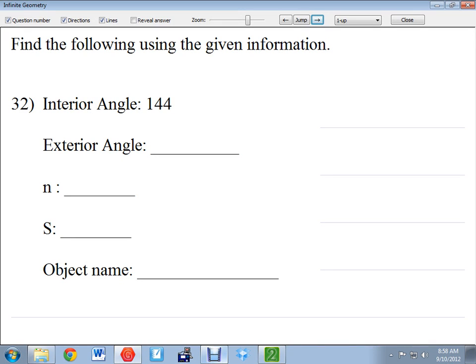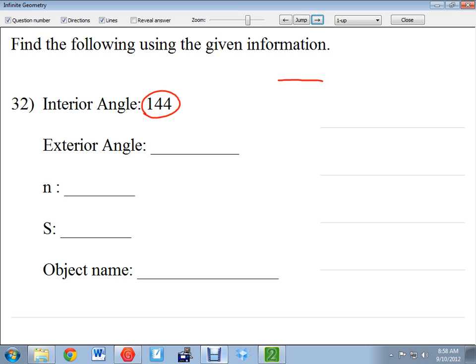Today what we're doing is talking about different pieces of regular polygons. In this example we're given an interior angle measure as 144 degrees, and we're asked to find several different pieces: the exterior angle, the number of sides, the S, which is the sum of all the interior angles, and finally the object name, which is just the name of the polygon.